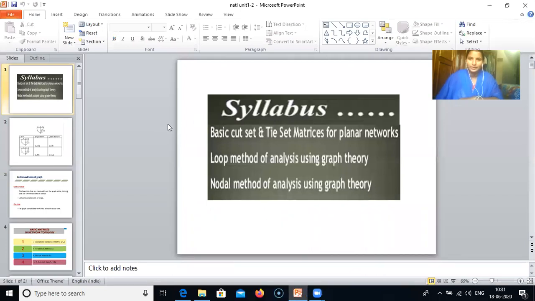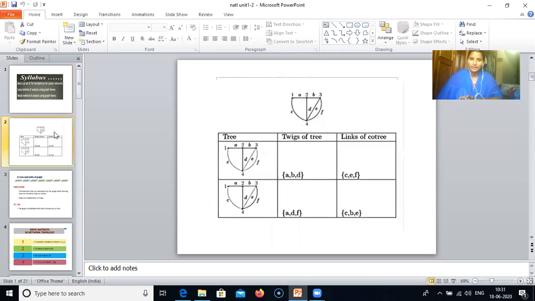Hello, good morning. Today I am going to deal with the basic cut set matrix, tie set matrix, planar loop networks, loop method analysis of graph theory, and nodal method analysis using graph theory. Okay, so this is the first one.